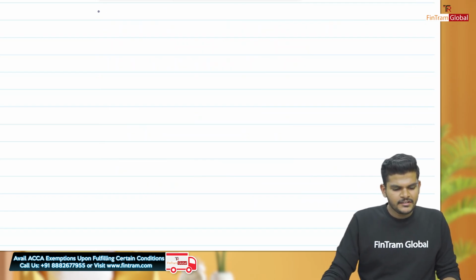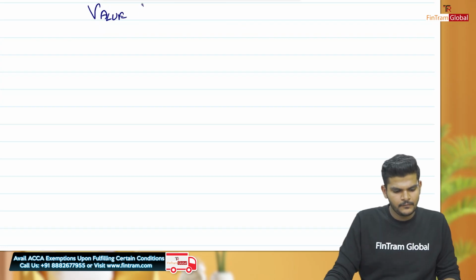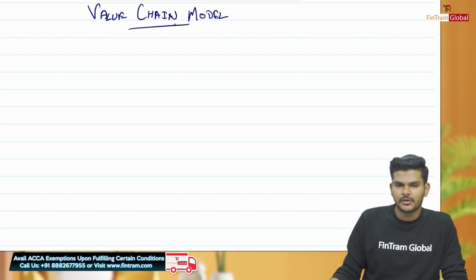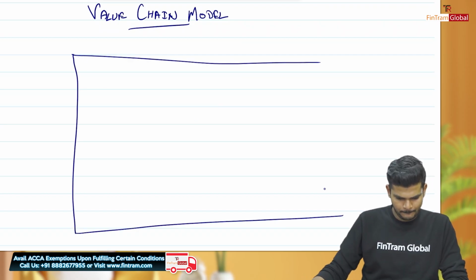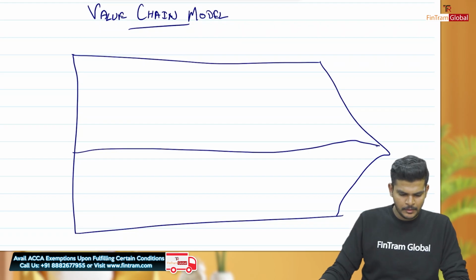Now let's have a look at another model, shall we? We have the value chain model. And what's going to happen in the value chain model exactly? Like we have that figure, right? Okay. So within the value chain model, we have some primary activities as well as secondary activities, right?